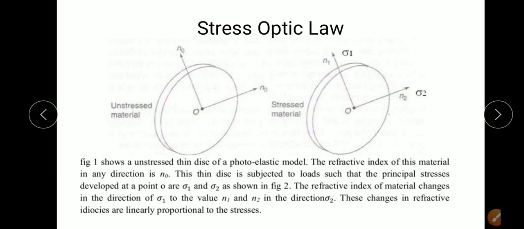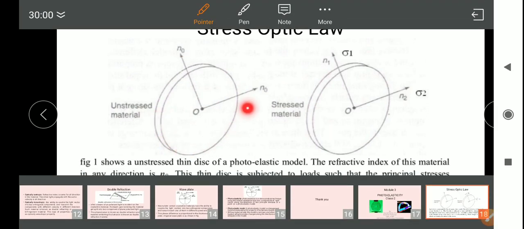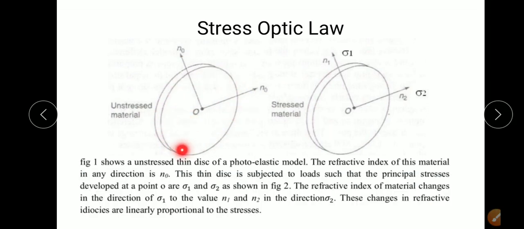In the unstressed condition, the index n naught represents the refractive index. This refractive index n naught is the same in any direction of this disc. We are going to find that n naught is the same for all directions.